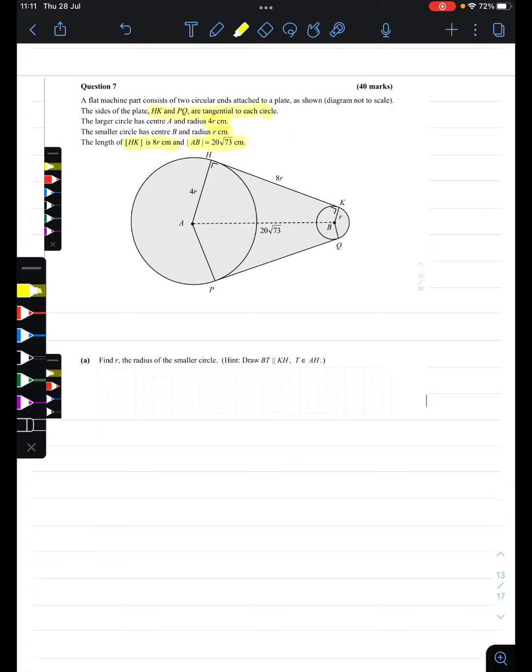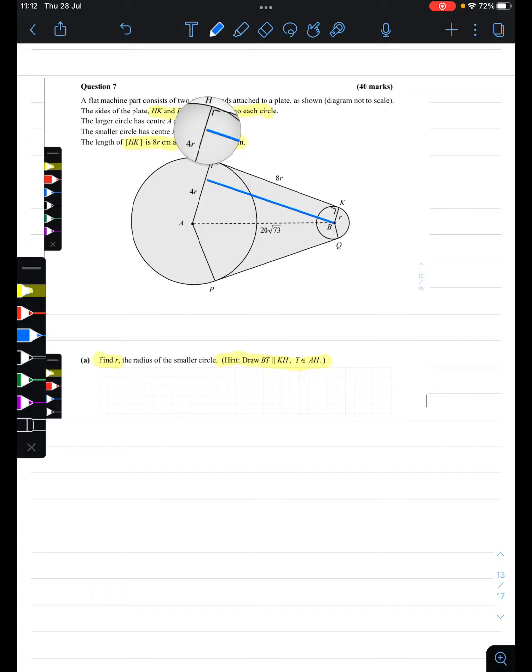So part A, we are looking for r, the radius of the smaller circle, and it's giving us a hint to draw BT parallel to KH, where T is on AH. So it wants us to draw a line parallel to HK from B to the line AH. So something like this.